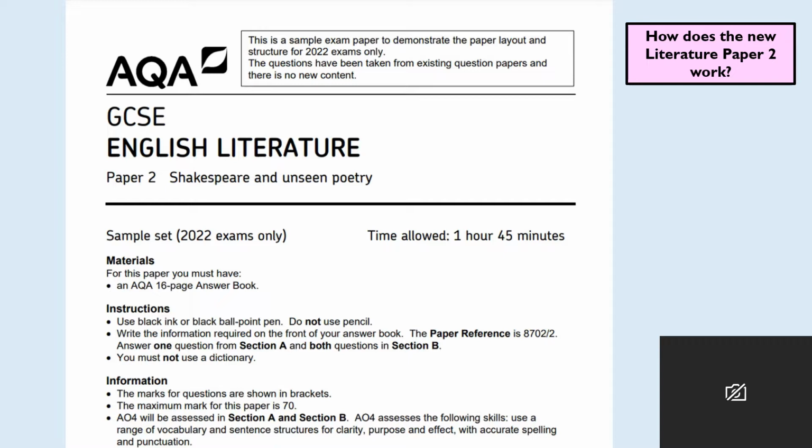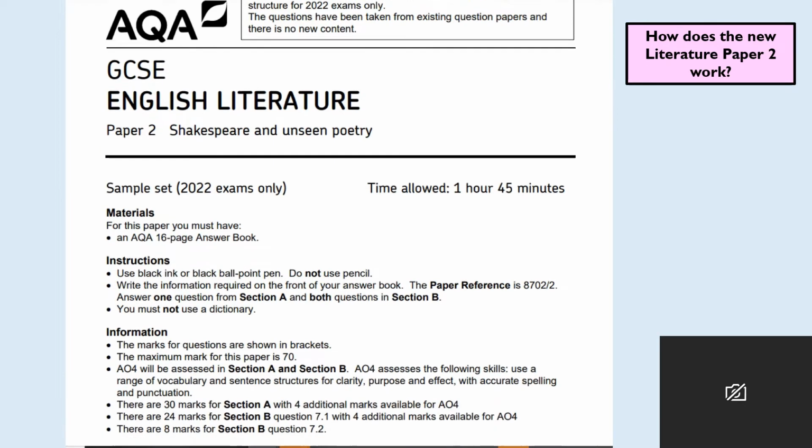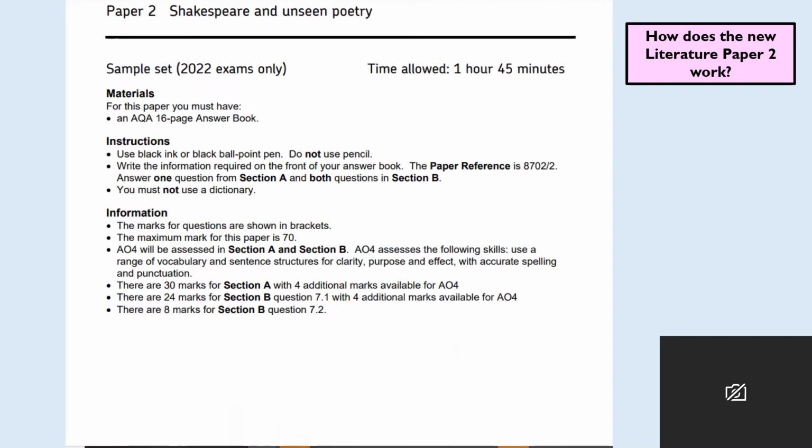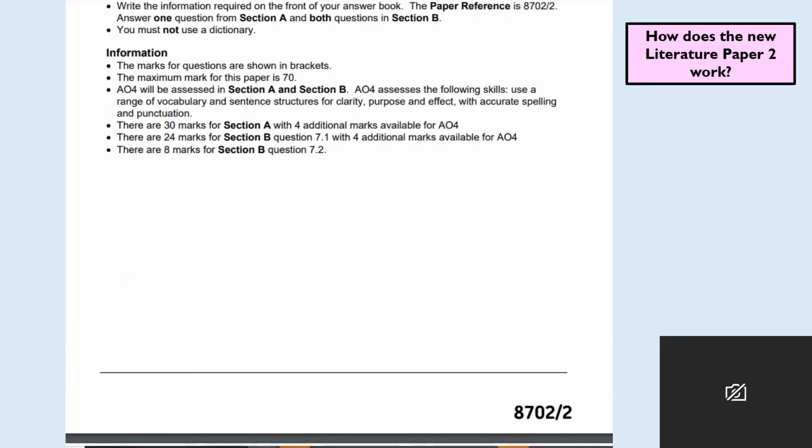As it says at the top right, this will be the structure for 2022 exams only. So this paper is going to be called the Shakespeare and Unseen Poetry paper. We'll just take a look at it. As you can see, it goes through the number of marks, which we'll have a look at now. So there's 30 marks in section A with an additional 4 marks available for SPAG.